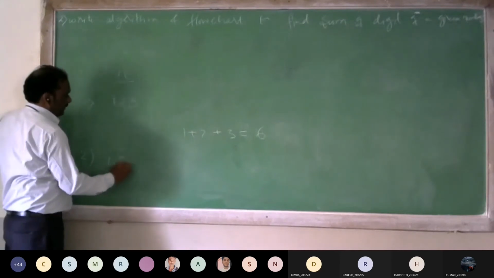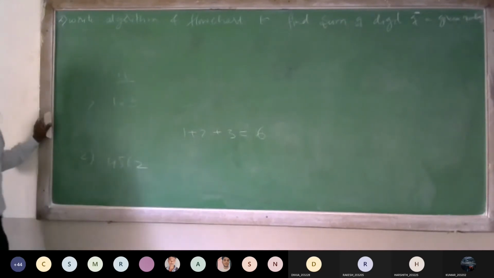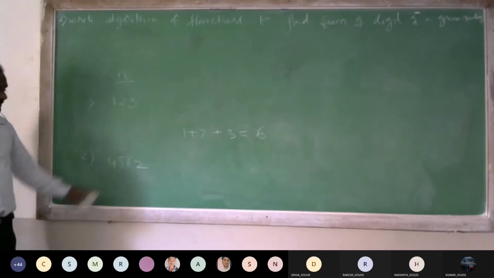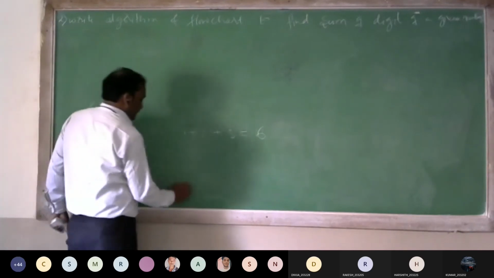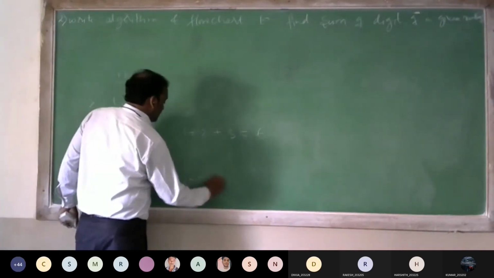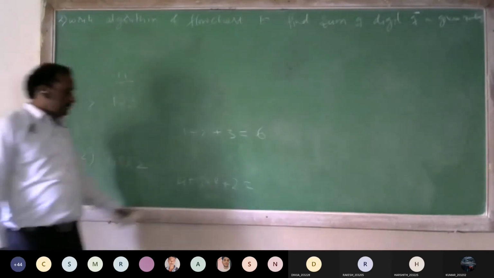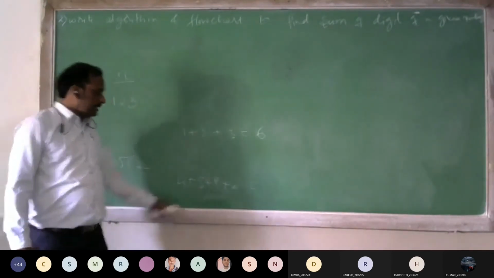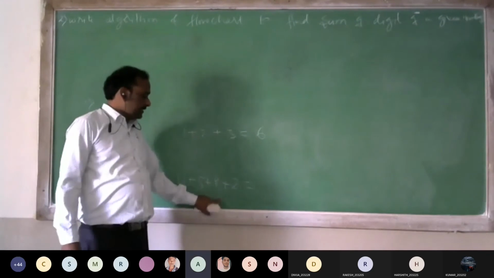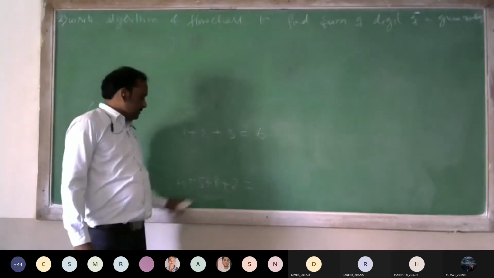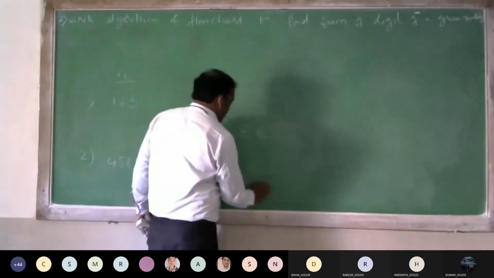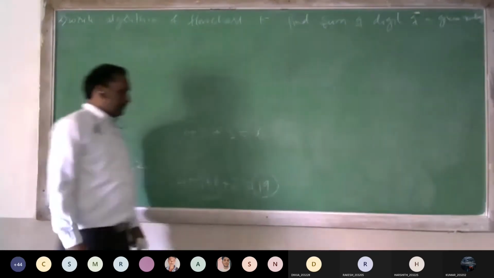If I give n is equal to 4582, what are the digits? The digits are 4, 5, 8, 2. So what is the sum? 4 plus 5 is 9. 9 plus 8 is 17. 17 plus 2 is 19. So this is the sum we have to get.